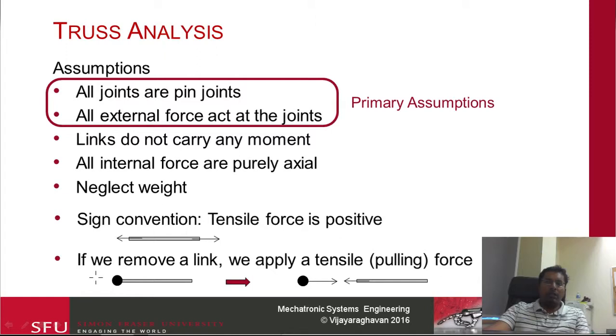We are typically interested in doing a free body diagram. Essentially what we do is we want to separate the pin joint from the link. So in doing that, what we need to do is apply a pulling or a tensile force. So essentially on the joint, the force goes towards the center of the link, and on the link the force is applied towards the joint.